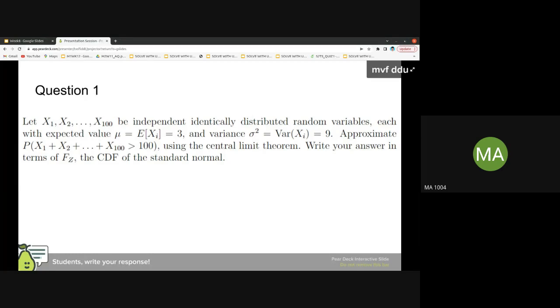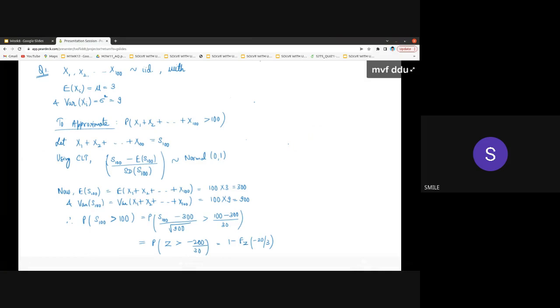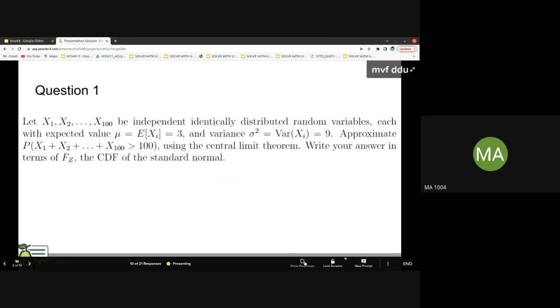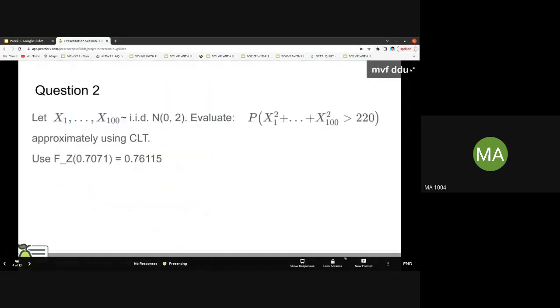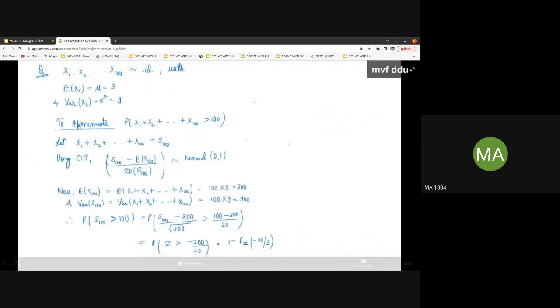Basically treat this as X1 plus X2, take Y as X1 plus X2 plus up to X100. Correct. Let me see what the 10 people gave. So 1 minus F_Z of minus 20 by 3. Yeah, that is correct. So what we have is the expected value of Xi, and we have the variance of Xi also.